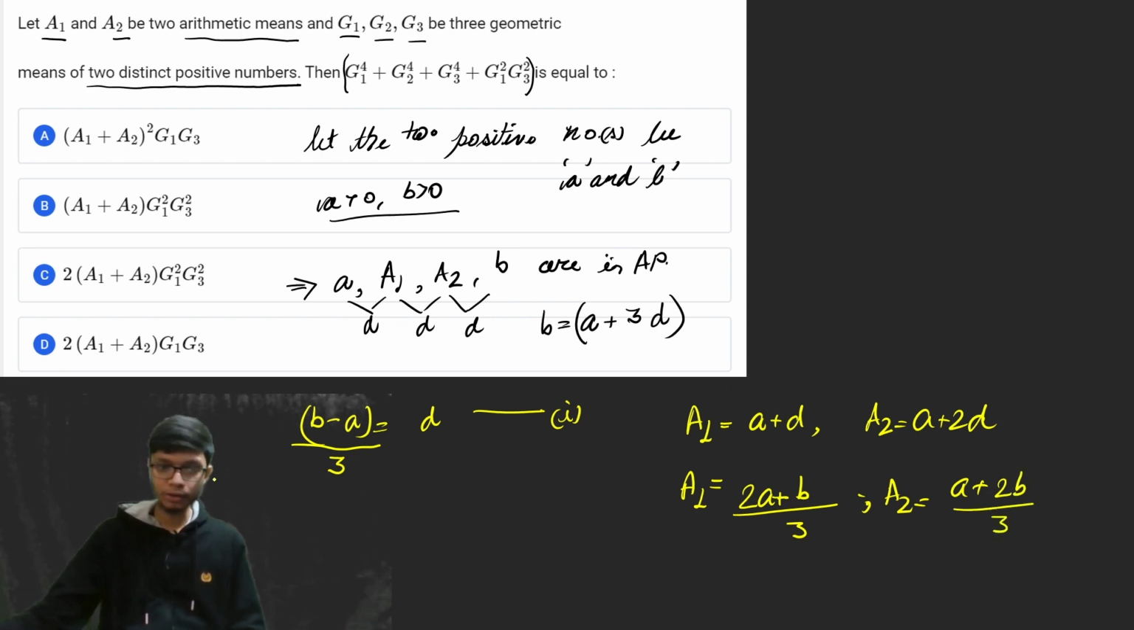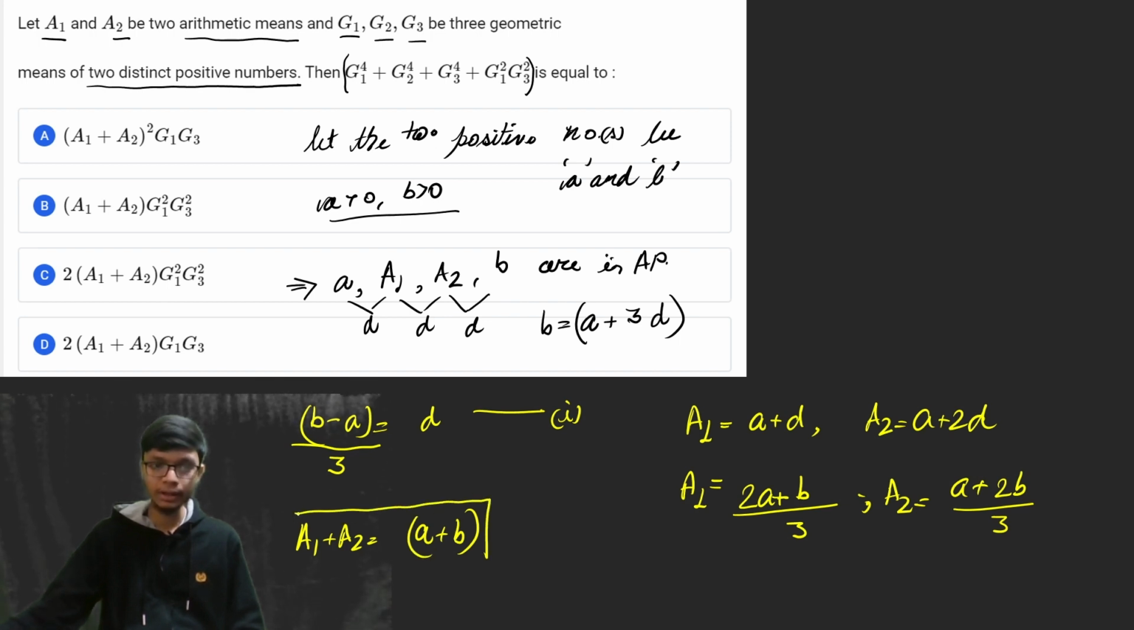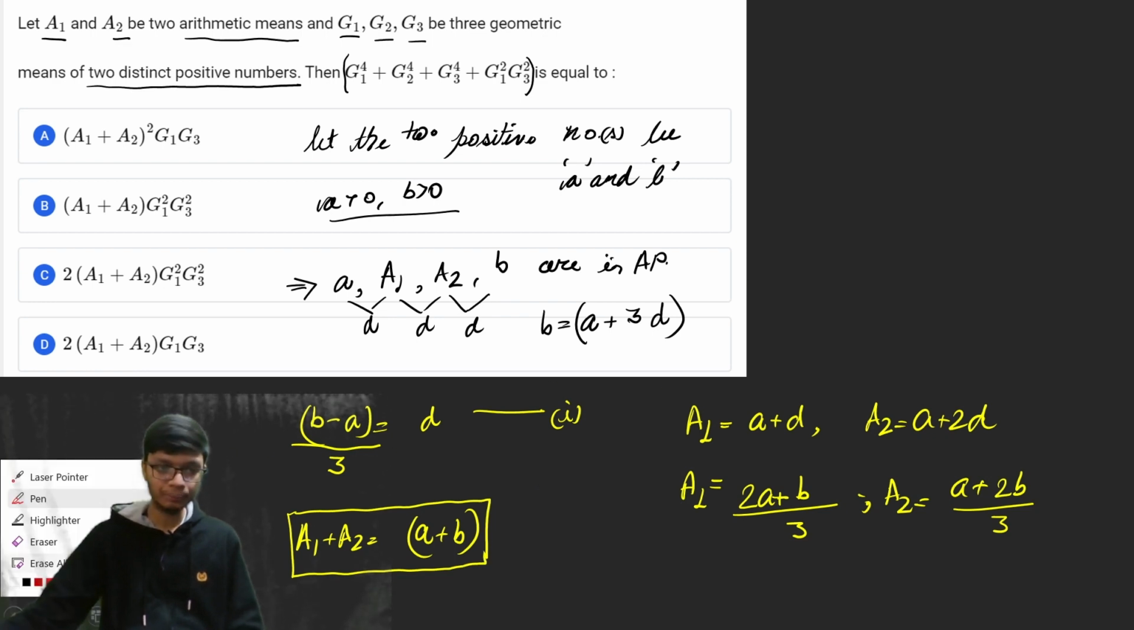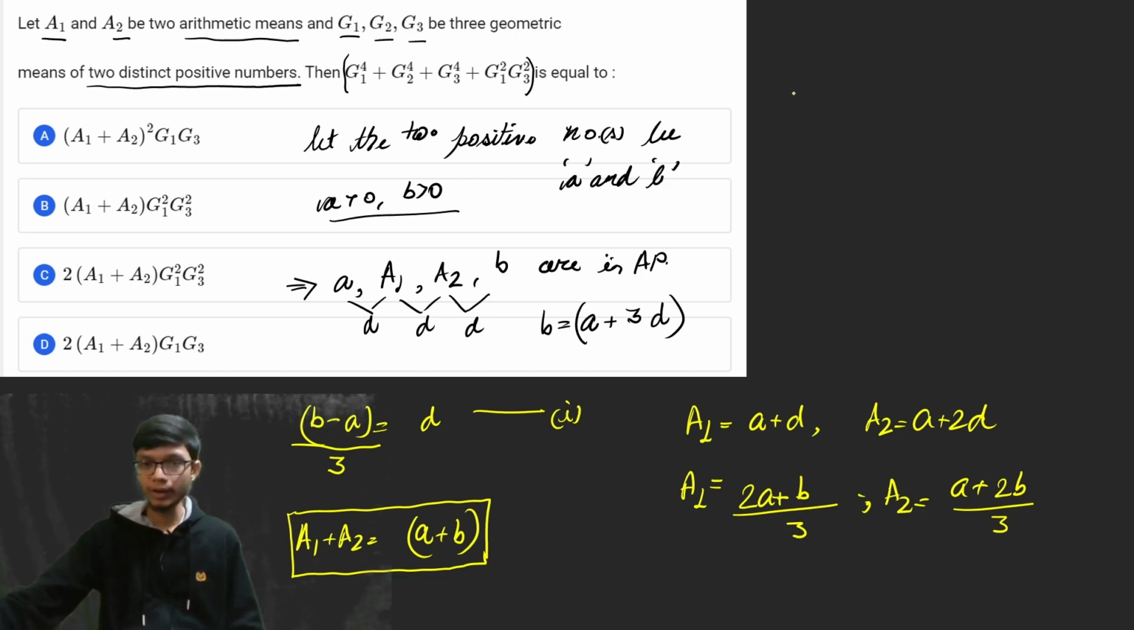Okay, now what I want to observe is that if you sum up A1 and A2, you will get the value as A plus B. Now this is true for any arithmetic progression. That is what I am trying to say. For example, if you have an arithmetic progression like A, B, C, D, E and F.